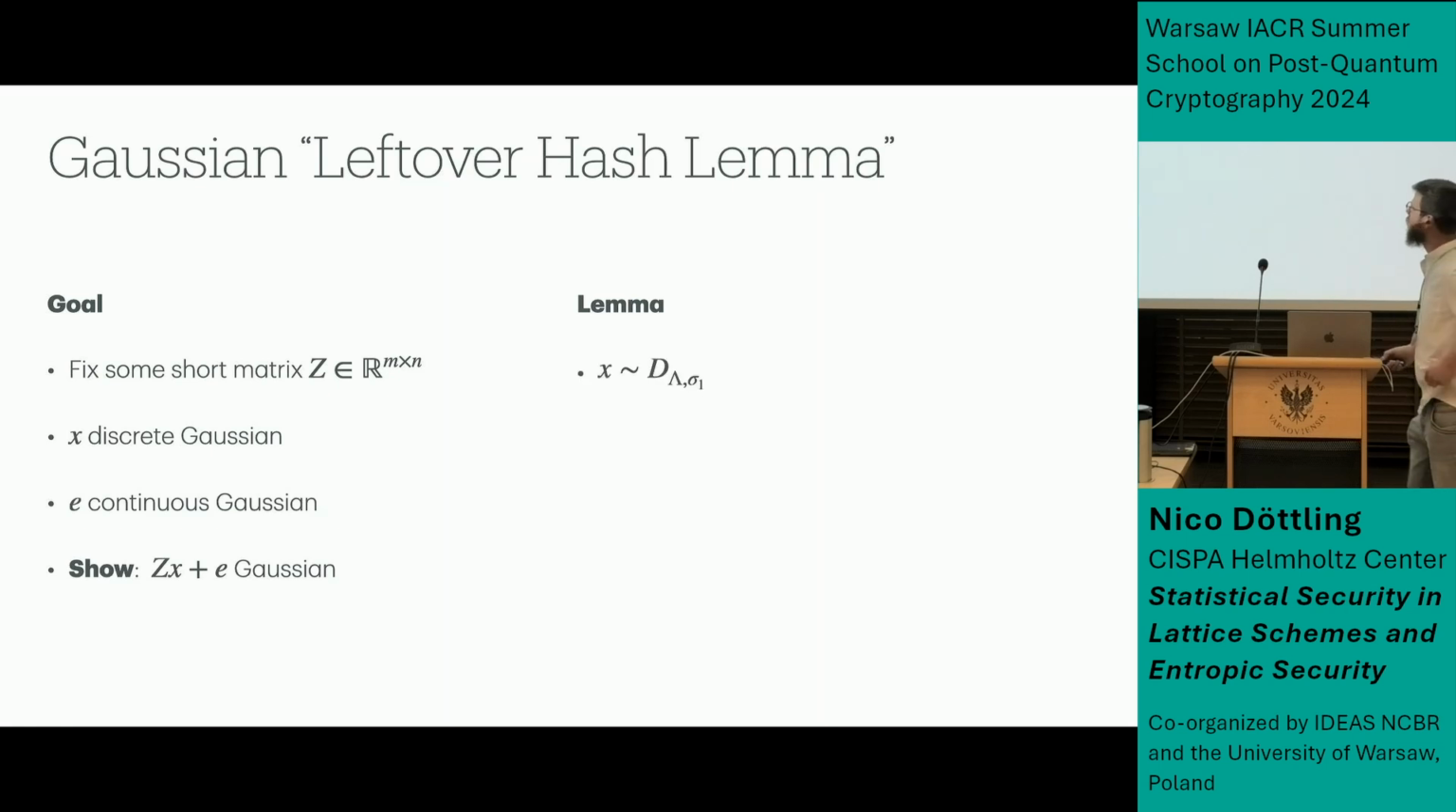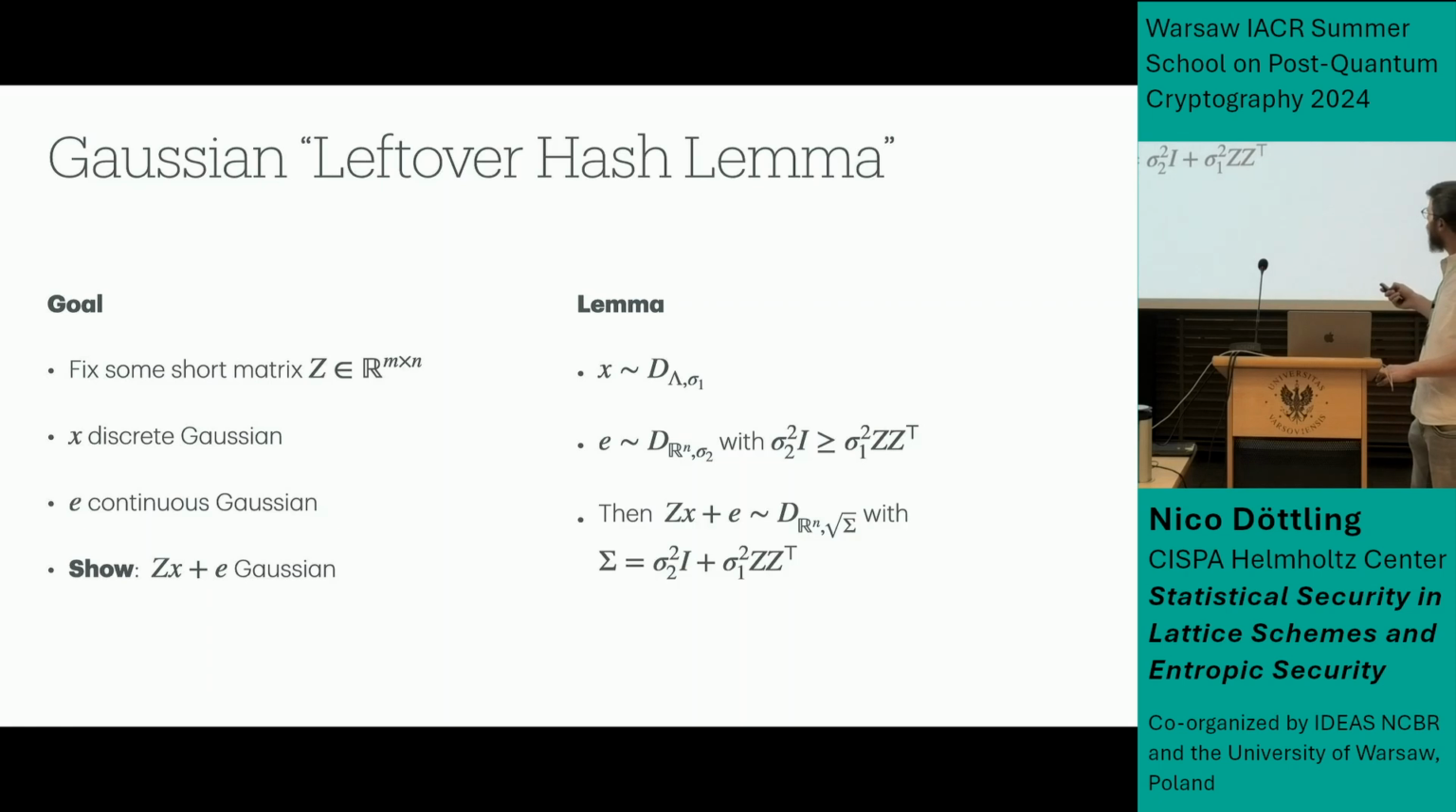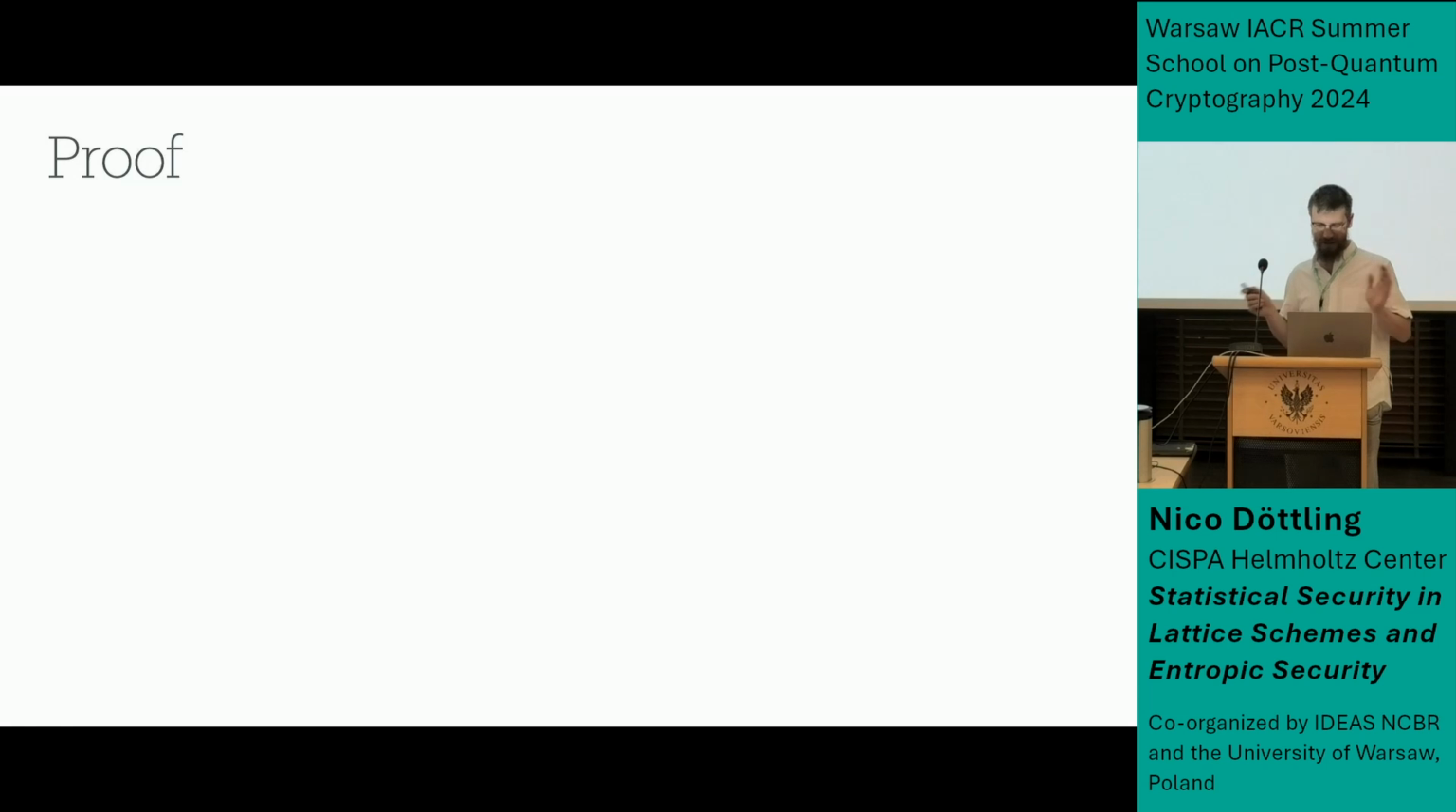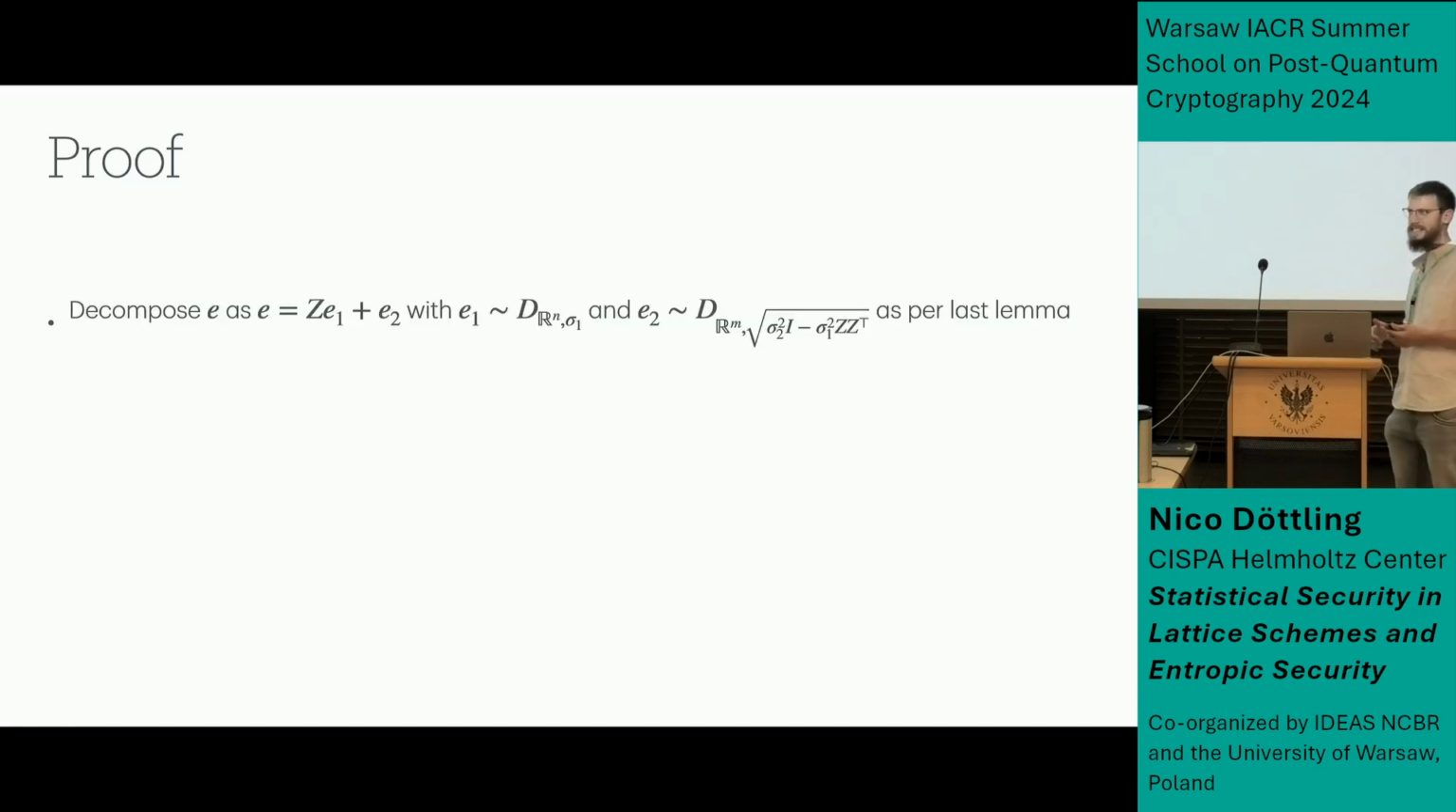And the way I'm doing that, concretely, X follows a discrete Gaussian. E, let's say, follows a wide enough continuous Gaussian. Then I get that Z times X plus E exactly follows a continuous Gaussian with covariance matrix sigma of this form. And there's kind of a lot of text in the proof, but the interesting thing happens only right at the beginning, right?